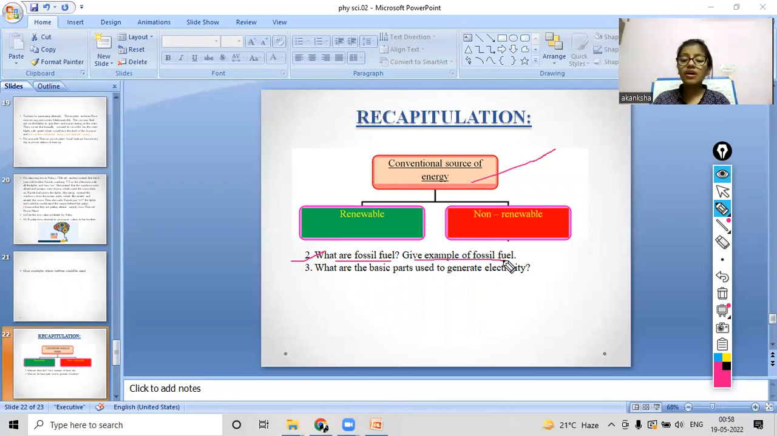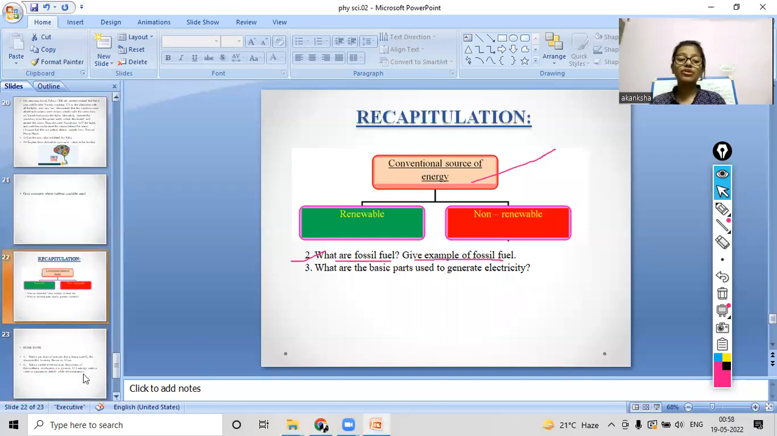So what are the basic parts used for generating electricity? There should be a turbine and a rotating blade. These were the important and basic parts to generate electricity in an electric plant. So these were the parts.